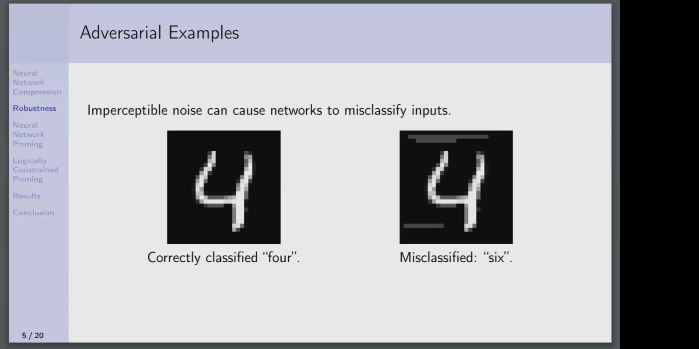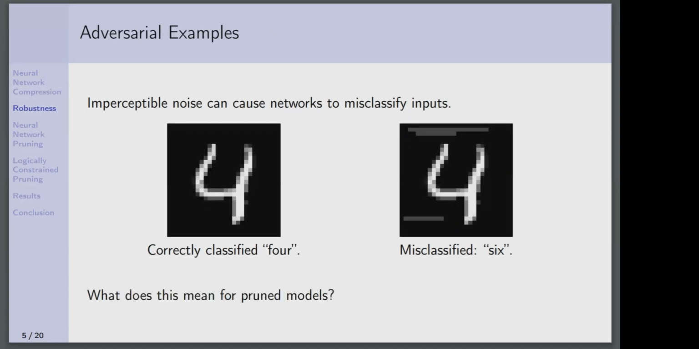So I'm sure we've all seen similar images to this a bunch of times. You've got some input to a neural network. In this case, we've got the character 4 from the MNIST dataset. Some perturbation is applied to this image, so some adversarial noise. For example, here we've just got some gray pixels in the background. This will then cause our model to misclassify this character 4 that any human observer would see as a 4 as a 6 instead. So what does this mean for pruned models?